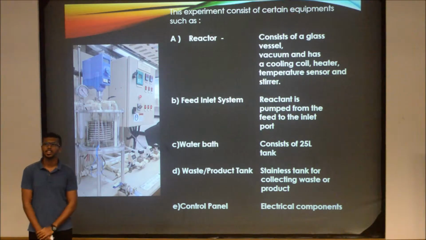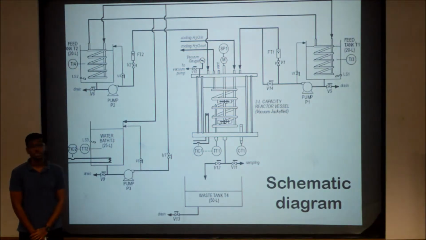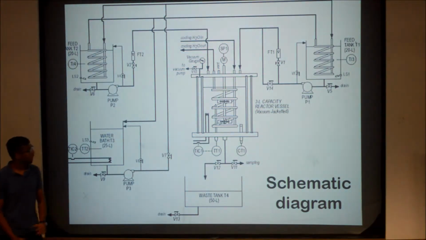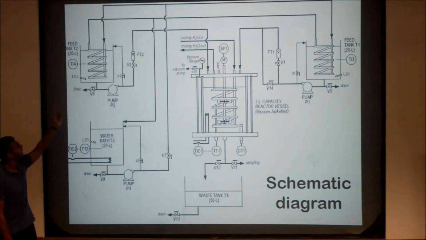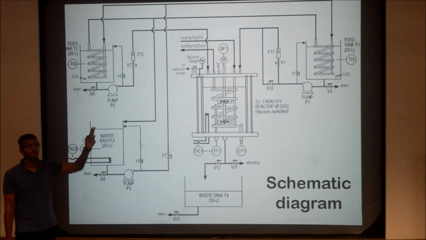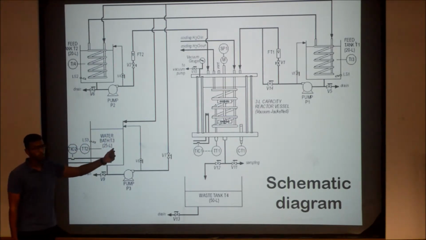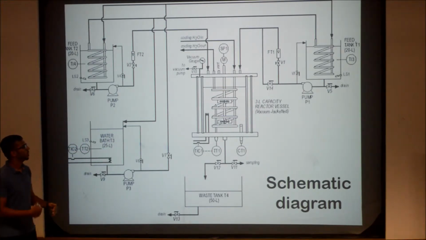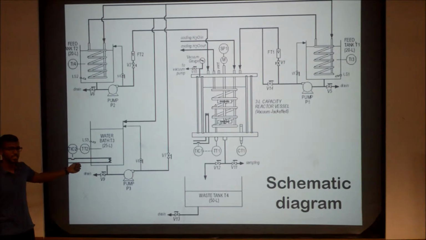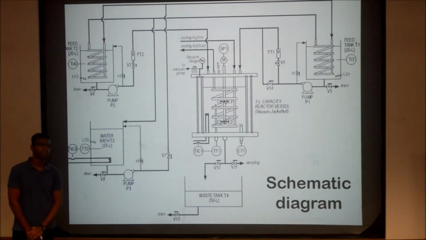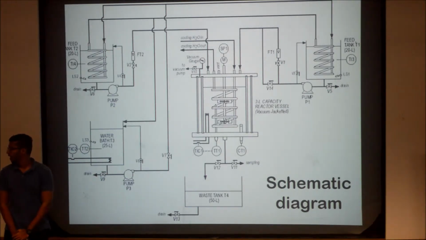Next would be the schematic diagram, where it is shown that there are 2 feed inlets, one for ethyl acetate and one for sodium hydroxide. Next is the reactor, the batch reactor where the whole process occurs. Next would be the water bath which heats, and also the waste tank and the product tank.